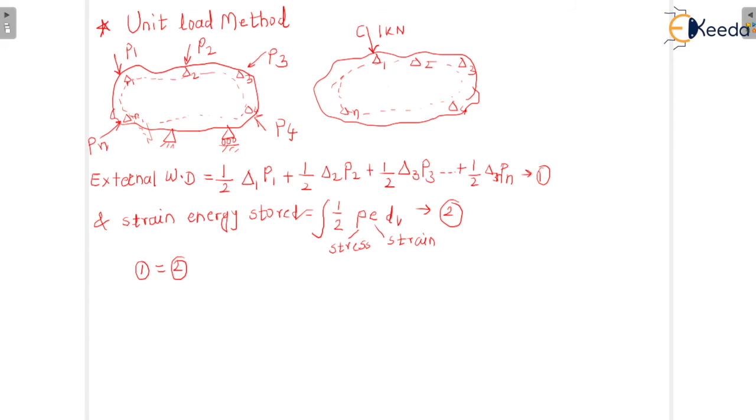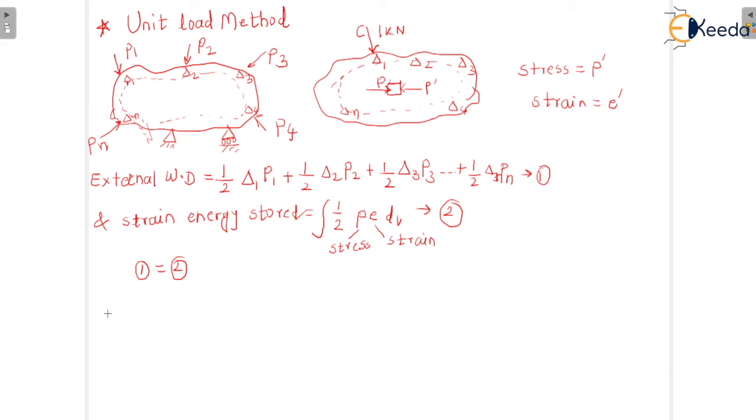If we consider any small element here, the stress produced in any small element will be P dash. Let us consider that stress produced is P dash. Stress is equal to P dash and strain is equal to E dash.